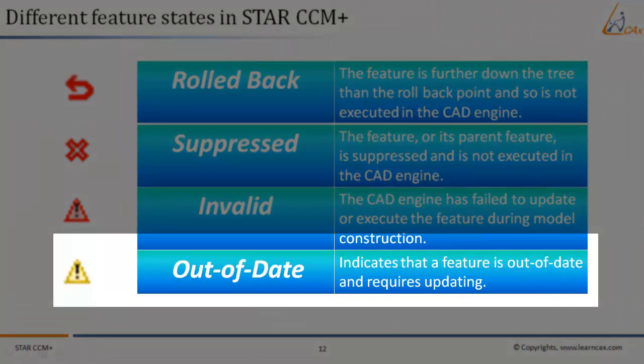Last is the out of date status. A sketch entity will have this sign attached to it when out of date. This implies that a feature is out of date and requires updating.